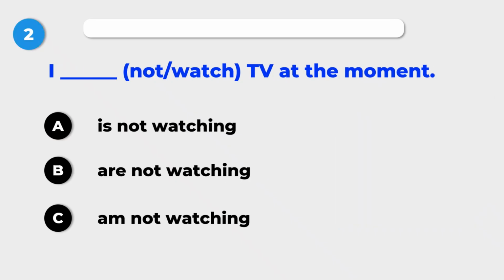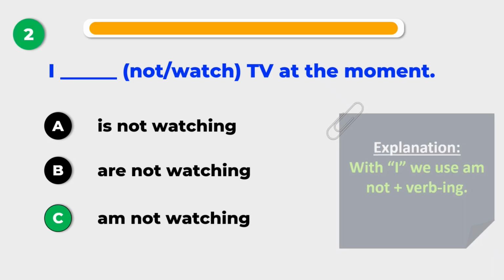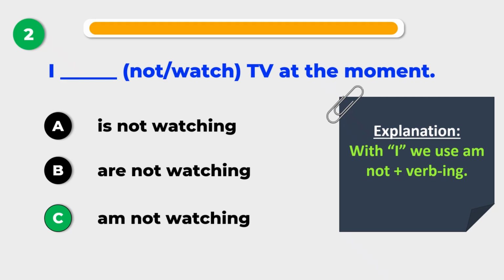Question 2. I dash TV at the moment. The correct option is C. Am not watching. I am not watching TV at the moment.